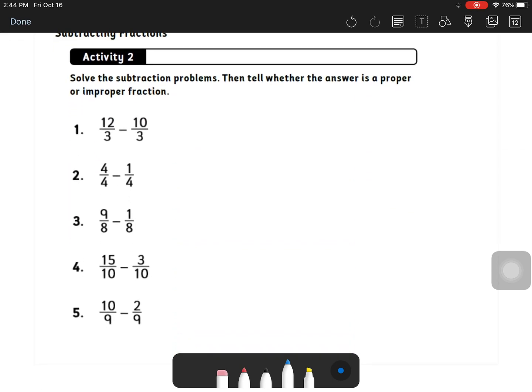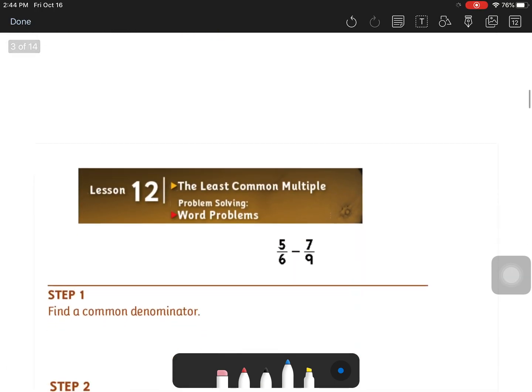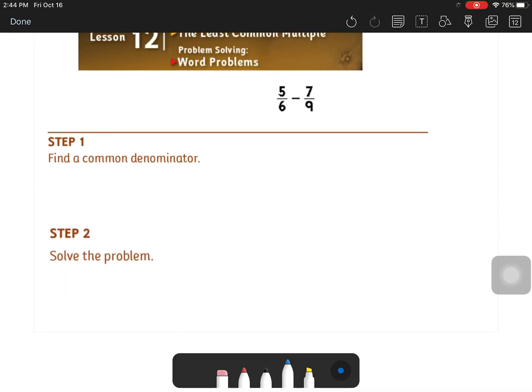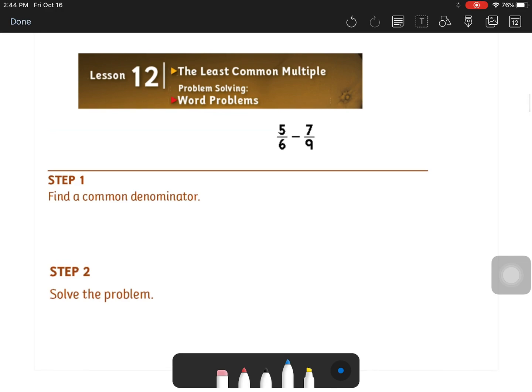Okay, so here we've got some subtracting problems. It looks like in each problem the common denominators are already there, so this is pretty straightforward. We just subtract the numerators. So we get 2/3. 4 minus 1 is 3, so we get 3/4. 8/8, 12/10, and 8/9.